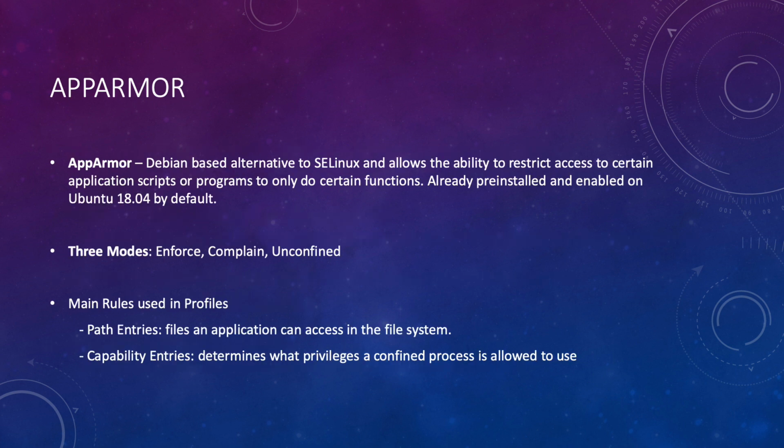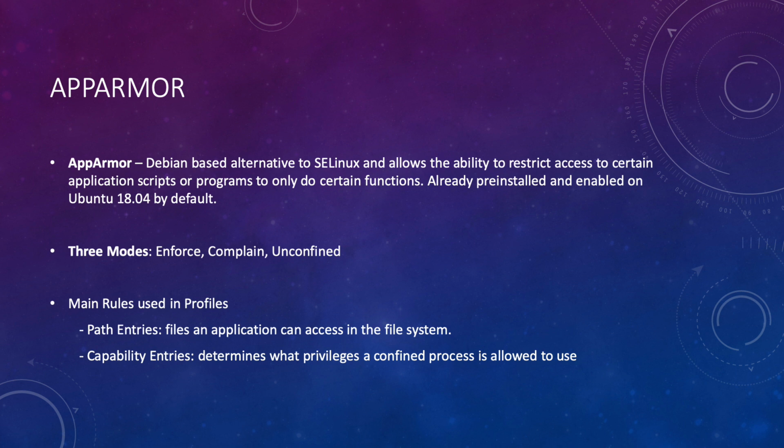AppArmor is a Debian-based alternative to SELinux and allows the ability to restrict access to certain application scripts or programs to only do certain functions. SELinux is prevalent in Red Hat, CentOS, and Fedora. Mandatory access control, or MAC, systems is a kernel enhancement to limit programs to a certain amount of resources, and AppArmor binds access control attributes to programs rather than to users.